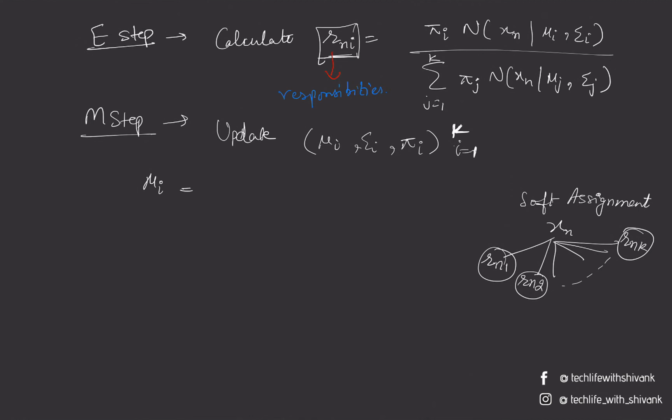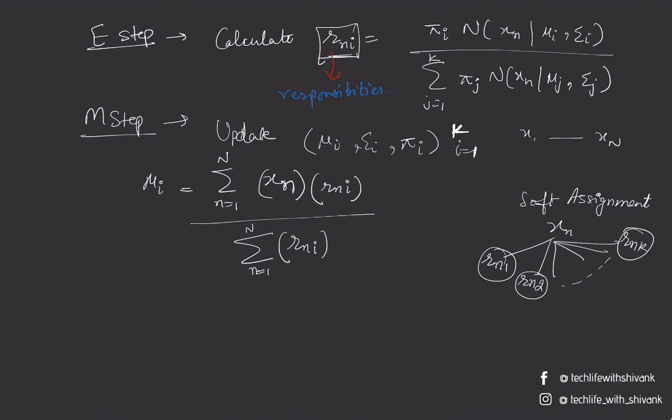So basically what we'll do is we'll take the average of all the data points which belong to the ith distribution, and let's say we have x1 to x capital N data points, so n is from 1 to N, and since this data point only belongs to the ith Gaussian distribution by a factor of r n i, we take the weighted average and we divide by sigma.